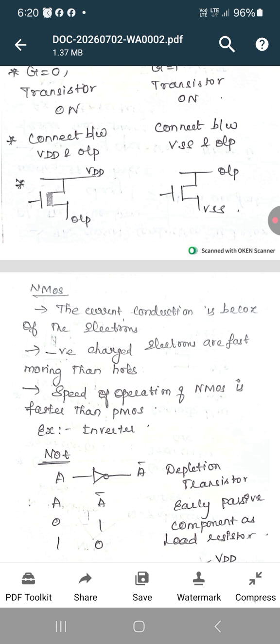So this is the basic symbol representation and basic truth table they have shown here. For the inverter, the input is A and the output is A bar. If you provide input 0 to the inverter terminal, it provides output 1. If you provide input 1, it provides output 0. This is the basic inverter logic, right? This logic we are going to implement in the NMOS logic family. There we are using two modes of transistor: one is depletion mode and one is enhancement mode.